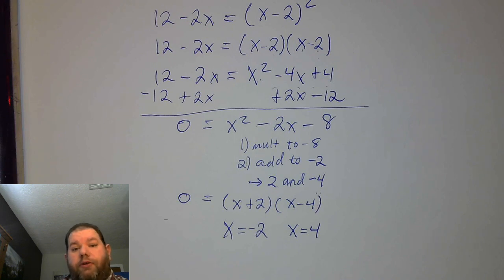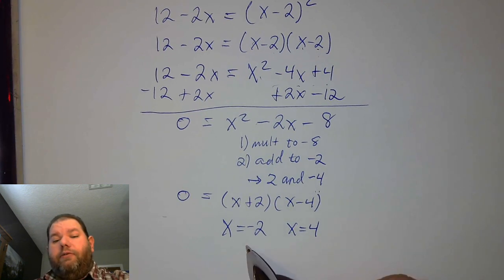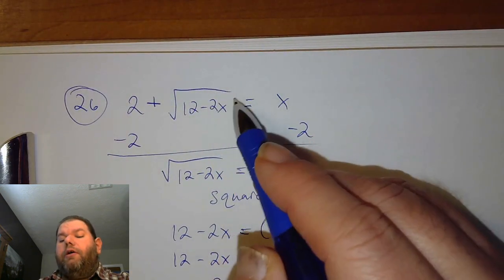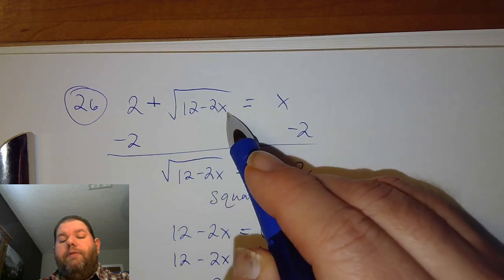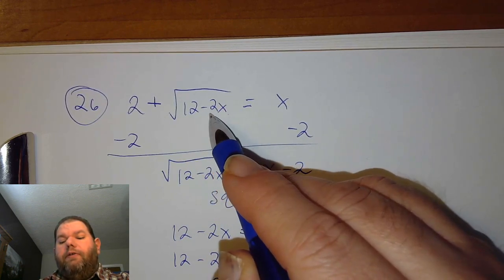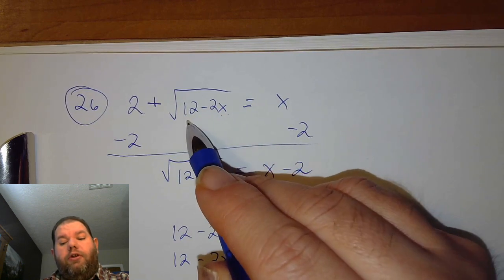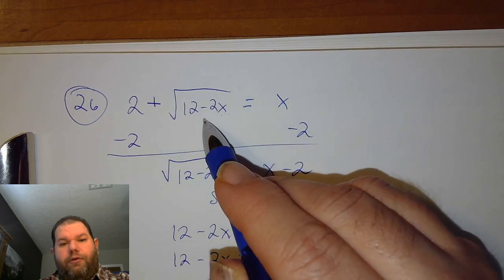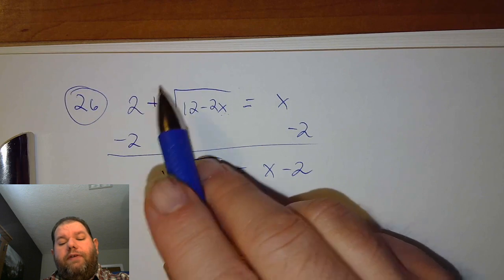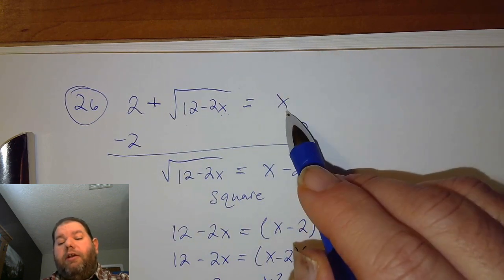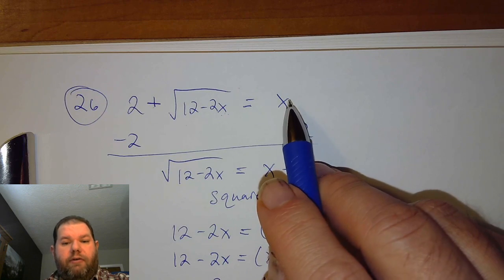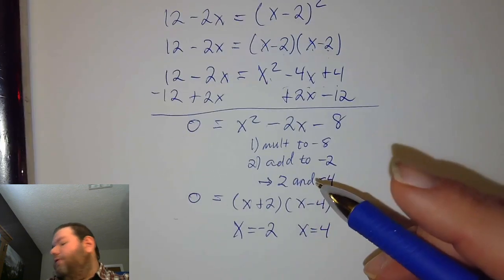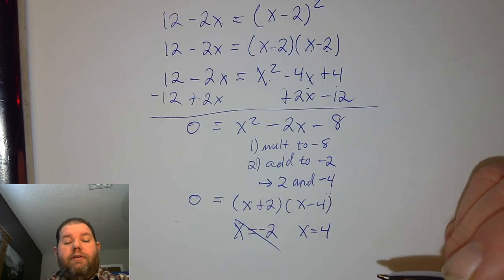But again, we want to make sure we check our answers. So x equals negative 2. 12 minus 2 times negative 2. So minus 2 times minus 2 is plus 4. 12 plus 4 is 16. Square root of 16 is 4. And 2 plus 4 gives us 6 on this side. Now we plug in a negative 2 here, so we end up with 6 equals negative 2. Definitely not a correct answer. So we know negative 2 is not valid in this scenario.